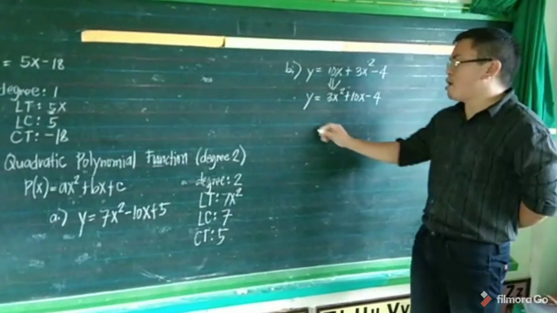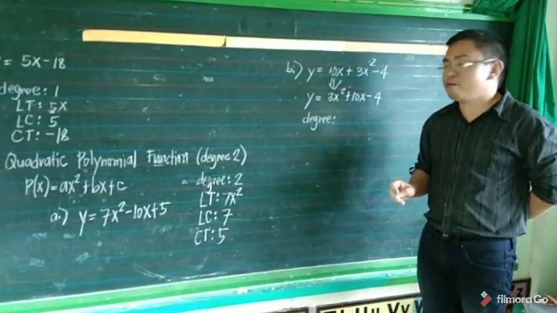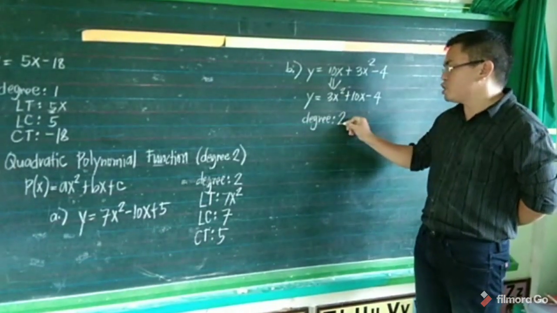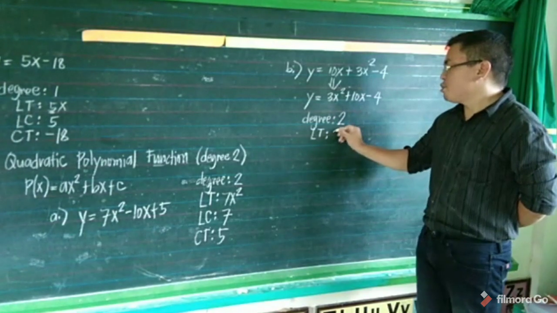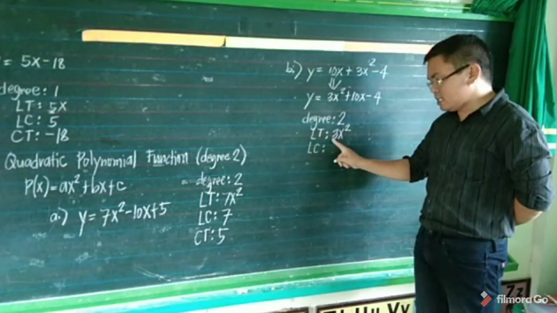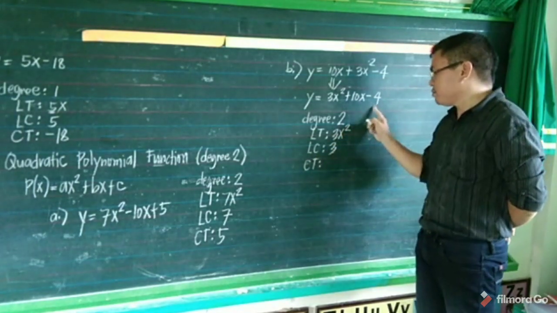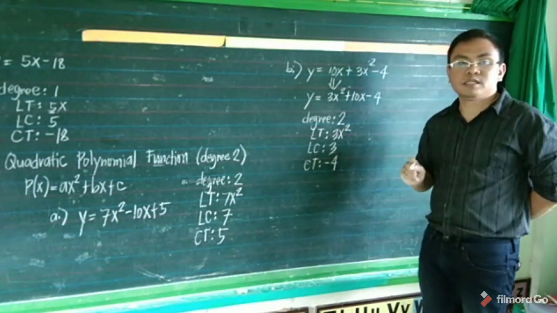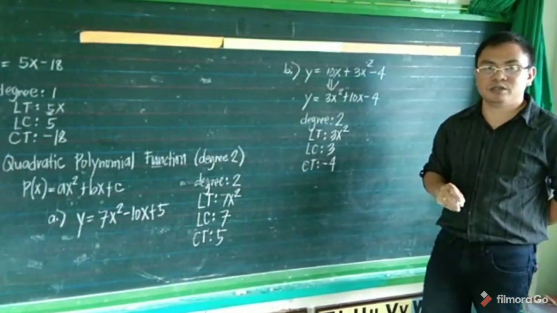After that, you identify the degree. In this example, the degree is, of course, 2. The leading term is 3x squared. The leading coefficient is 3. And the constant term is negative 4. So there you have it, guys, for quadratic polynomial function.